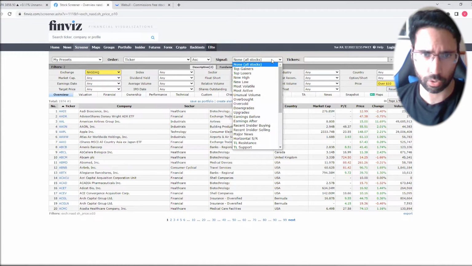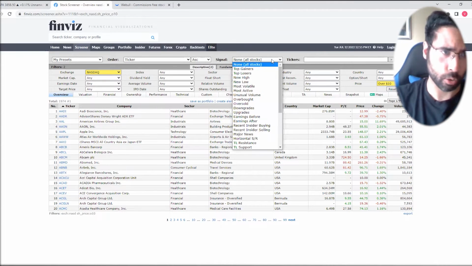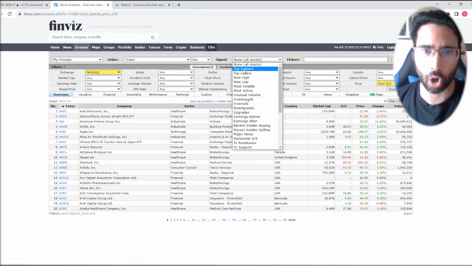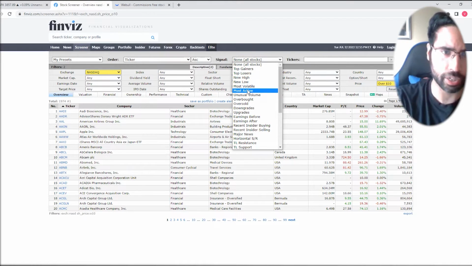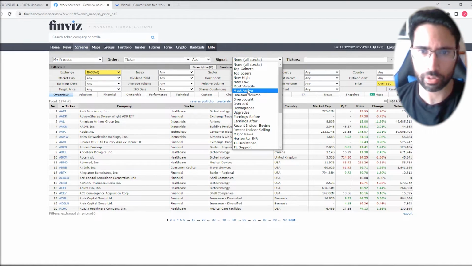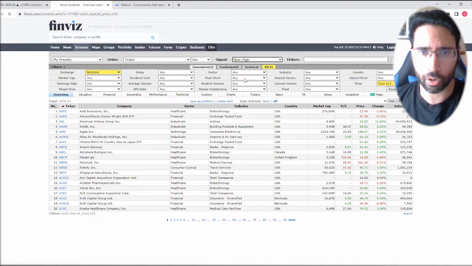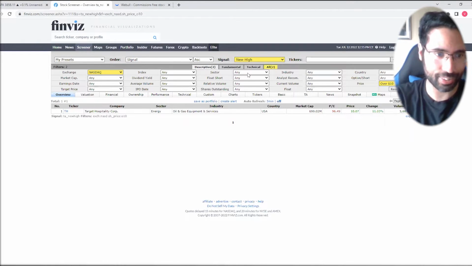And the signals here. So this is where it's quite powerful. Finviz has this little tab here, which allows you to look at the top gainers, the new highs, the new lows, what's active. Use this as your base case, and then you can filter it down with the price and the exchanges and all those other goodies here. So let's do new highs. And I realize that this might not be the best one. And as you can see, there's only one stock here that meets our criteria.